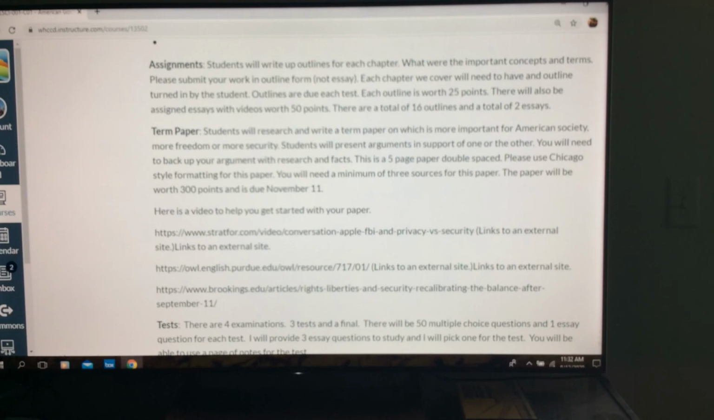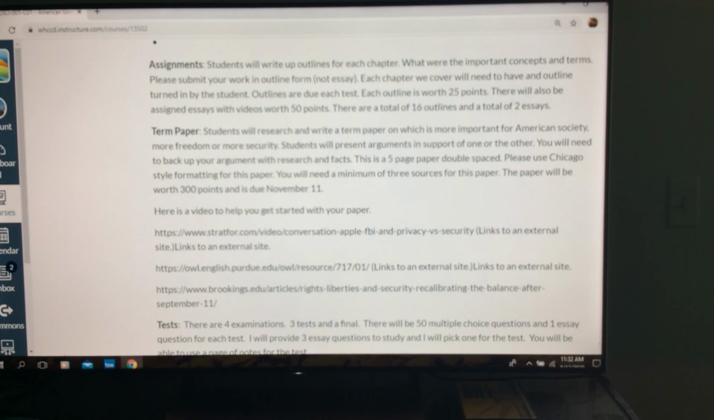All right, moving on. Term paper. You'll research and write a term paper on which is more important for American society, more freedom or more security. Students will present their arguments and support one or the other. You need to back up your argument with research and facts. 5-page paper, double spaced. Use Chicago style formatting for this paper.